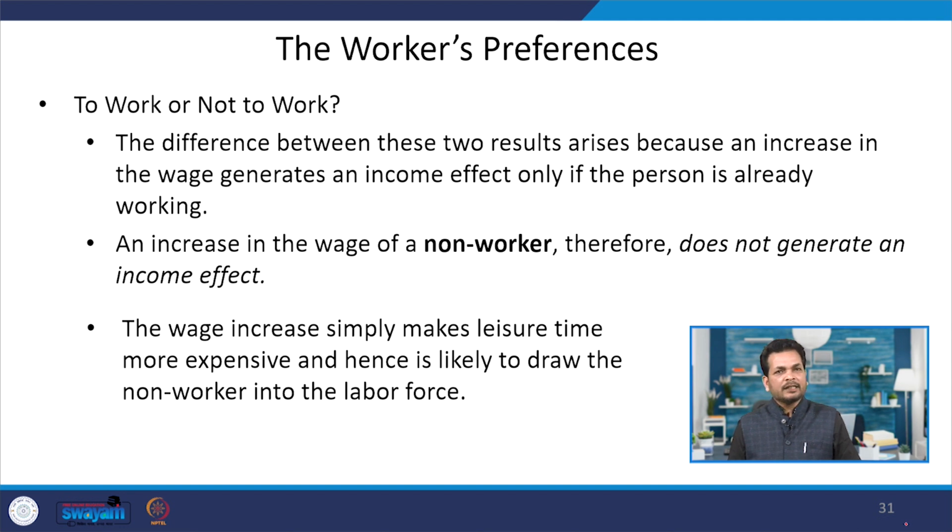The wage increase simply makes leisure more expensive and hence is likely to draw non-workers into the labor market. So, any increase in the wage rate will attract a person who is not a part of the labor market, who is not working. So, it will attract the non-worker into the labor force.